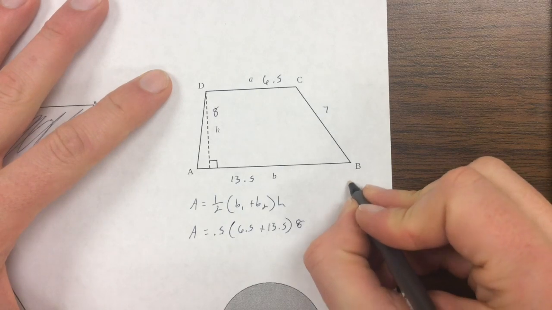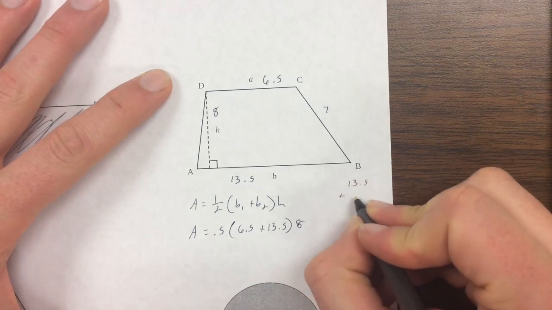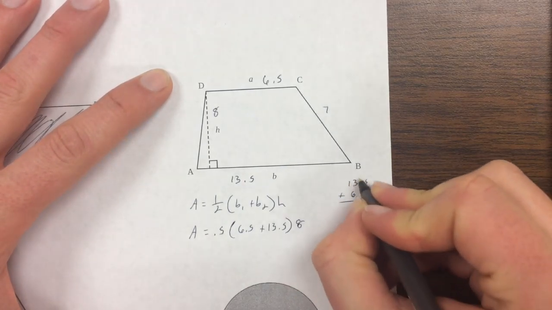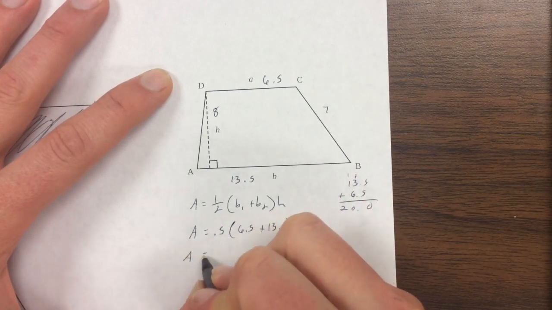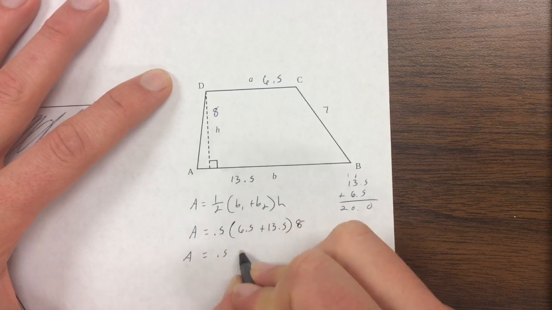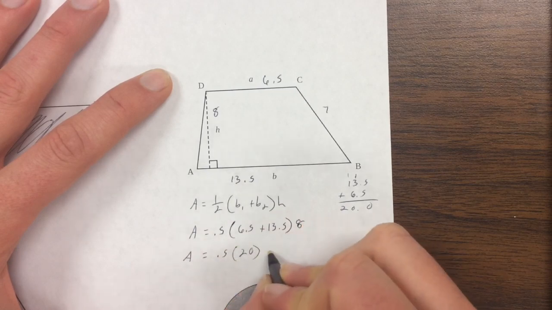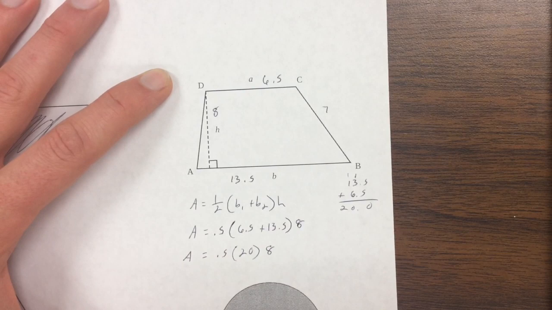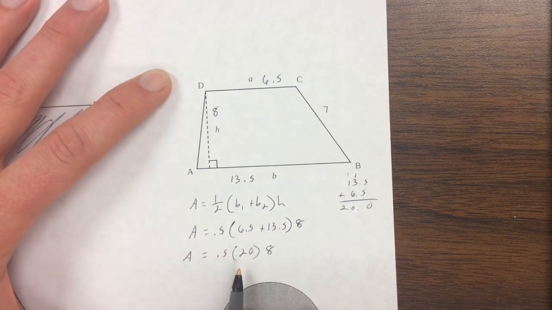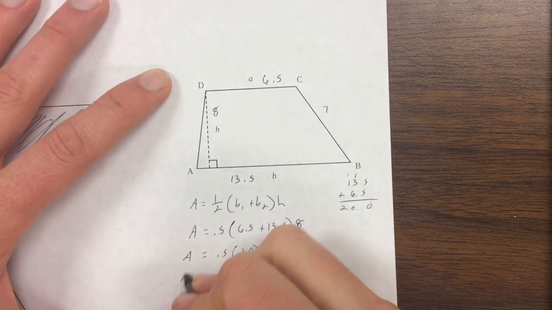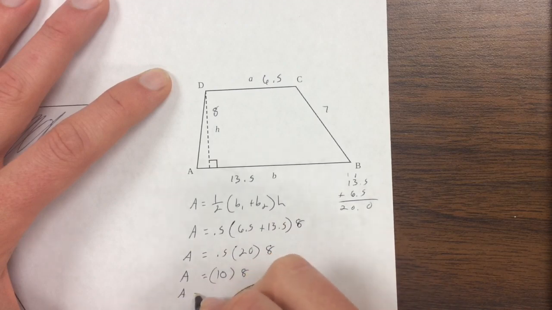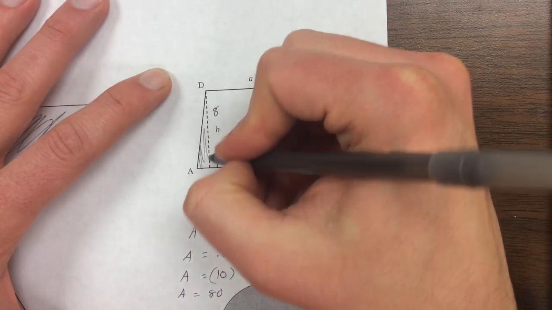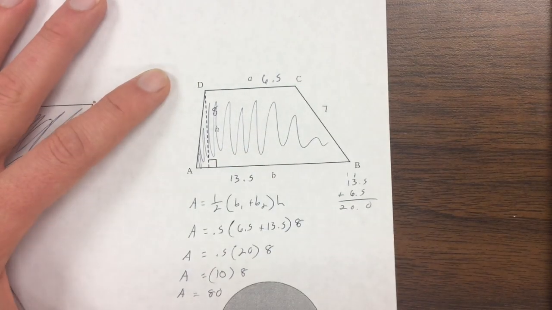As I mentioned a few minutes ago, we're going to add up all of our parentheses first. So we're going to have 13.5 plus 6.5. That's going to give me smack dab 20. So I'm going to have area is equal to 0.5 times 20 times 8. Okay. I'm hoping that you understand that anytime we multiply a number by a half, it just cuts it in half. So 0.5 times 20 is going to give me 10. And now I've got 10 times 8. And finally, the area of that trapezoid, all of that on the inside, is going to equal 80.